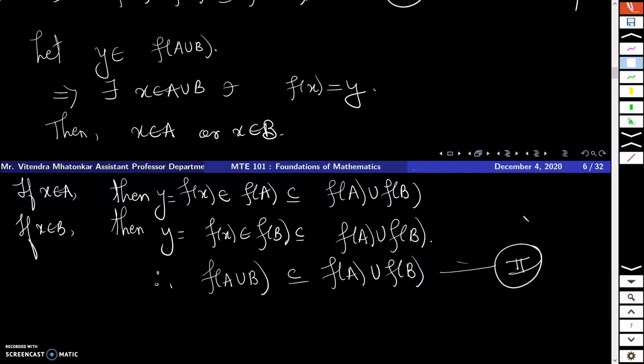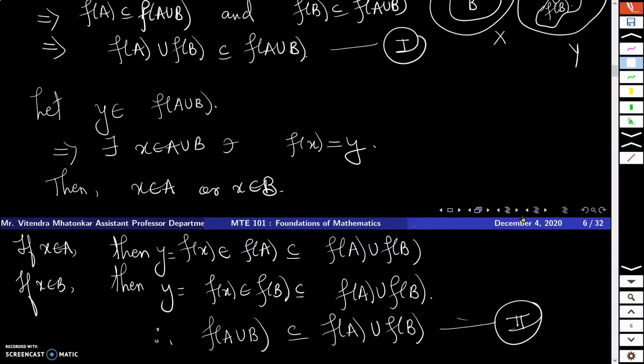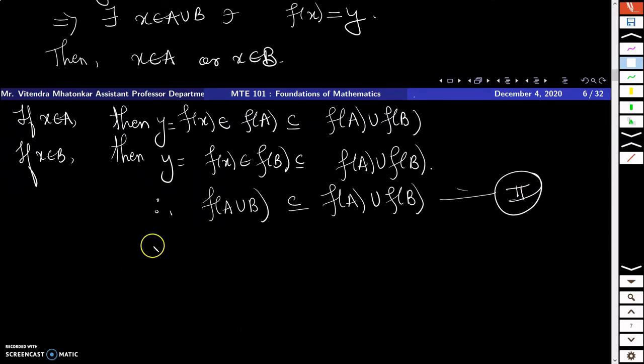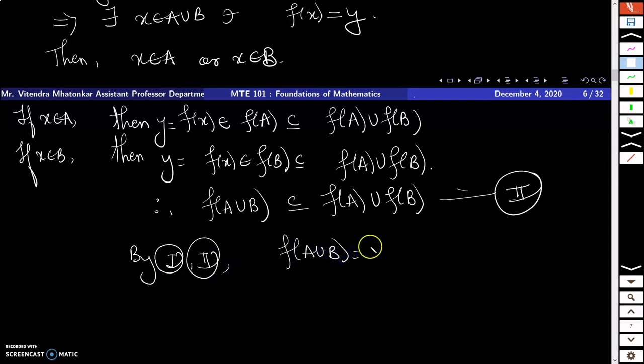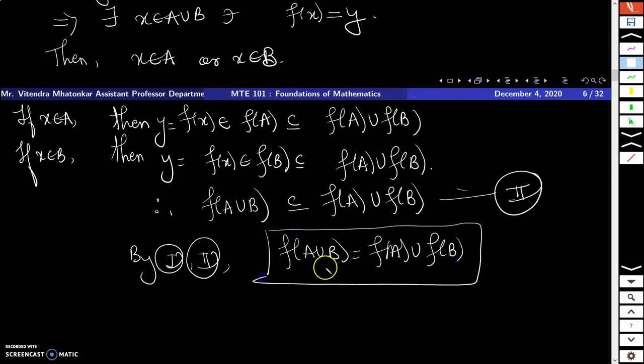and now if I go back, by 1 and 2 they are equal, and hence by 1 and 2 f of A union B is nothing but f of A union f of B. Okay, so that's the conclusion. So image of union of two sets is nothing but union of their images.